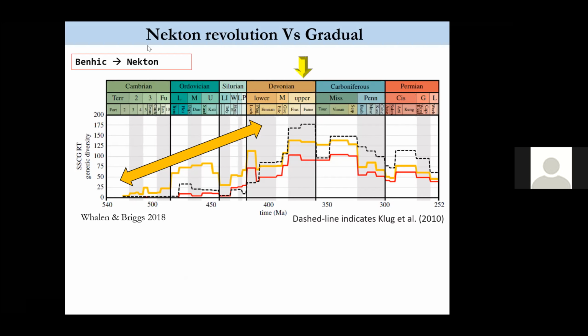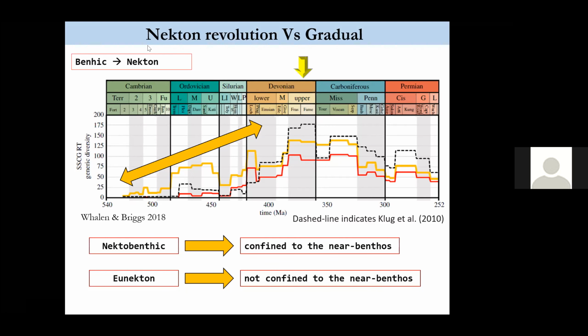So in this work today, we want to increase our understanding of the ecology of pelagic or mesopelagic trilobites and try to figure out the transition between benthic and pelagic habitats in trilobites. So the transition was not that sudden. We want to see how it occurred in this very interesting group. We can divide the nekton into two different groups: nektobenthic animals, those swimming close to the sea floor, and eunektonic animals, those which are not swimming near the sea floor.